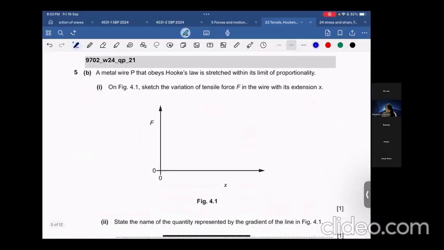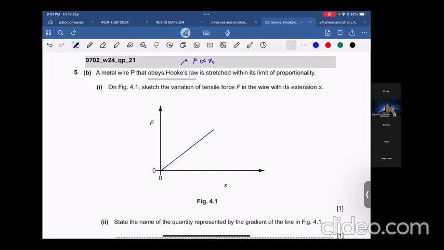A metal wire P obeying Hooke's law is stretched within its limit of proportionality. On figure 4.1, sketch the variation of tensile force in the wire with its extension. The force that we apply is called tensile force. Since it obeys Hooke's law, force must be directly proportional to extension, like this.